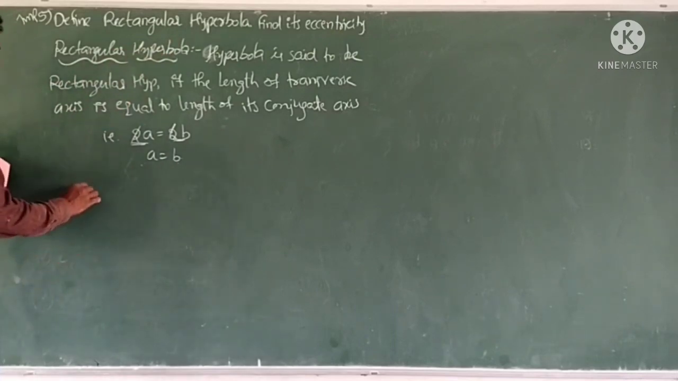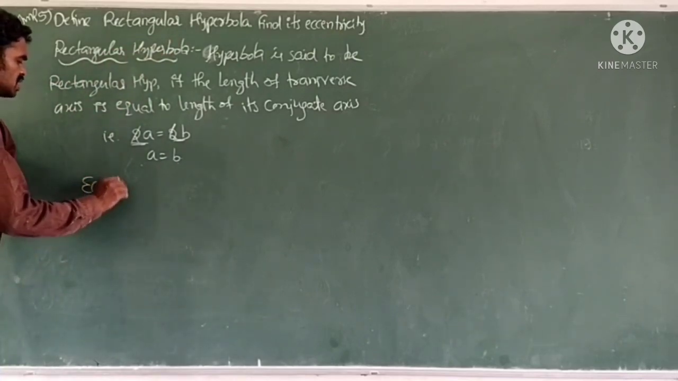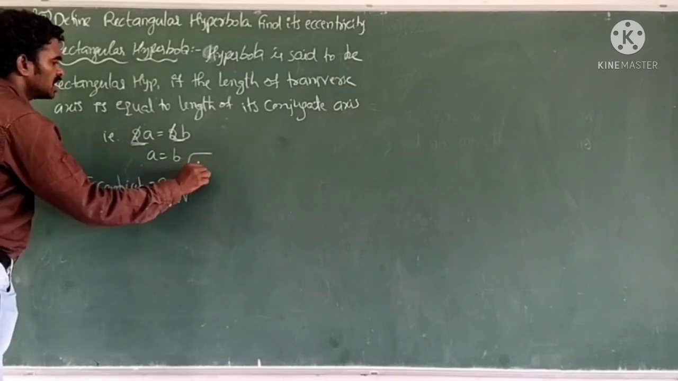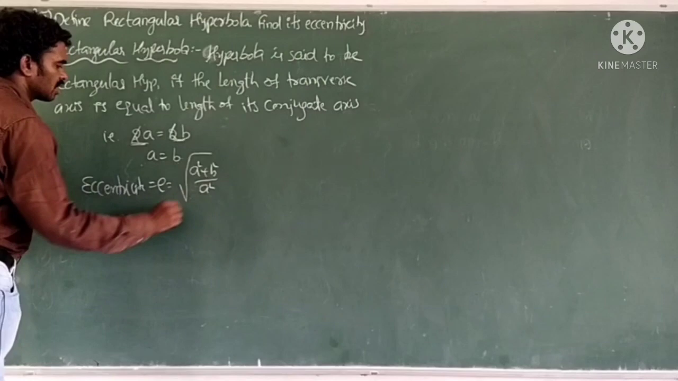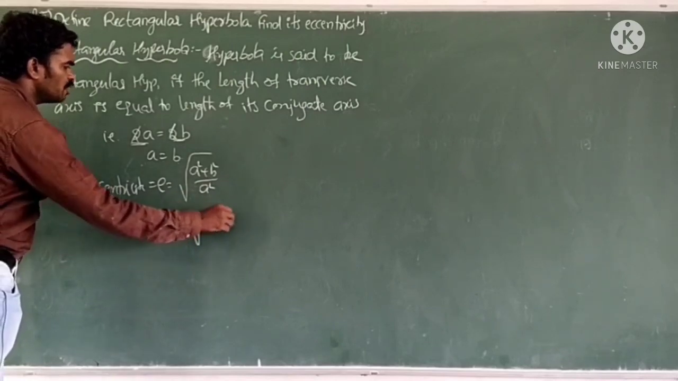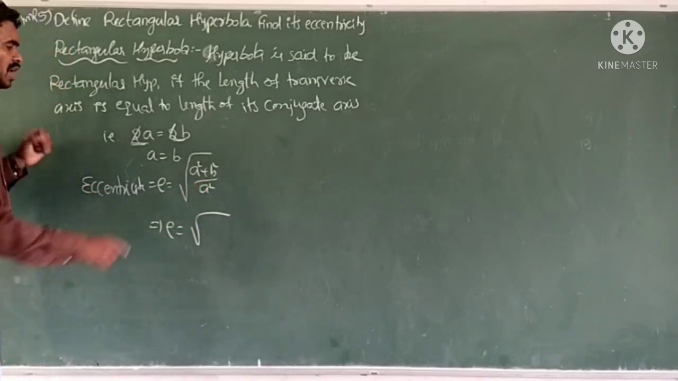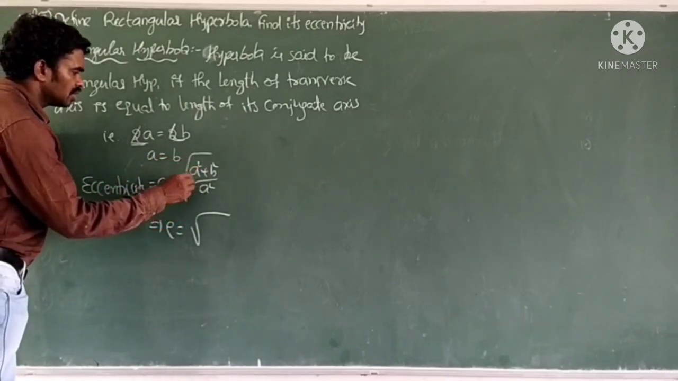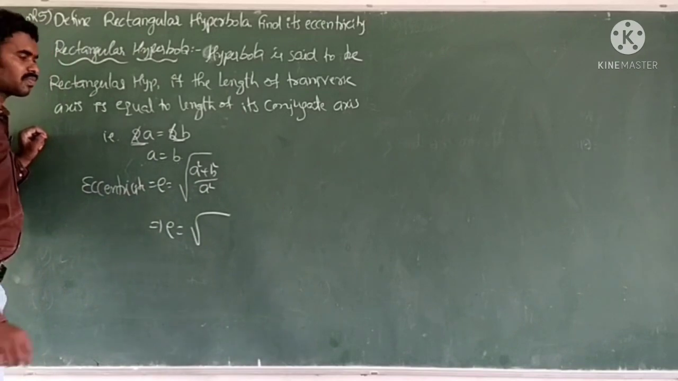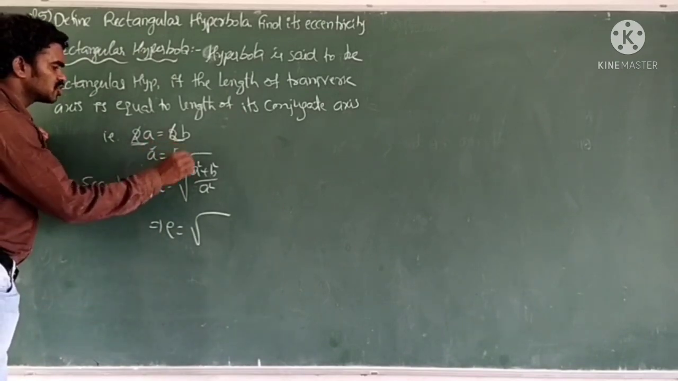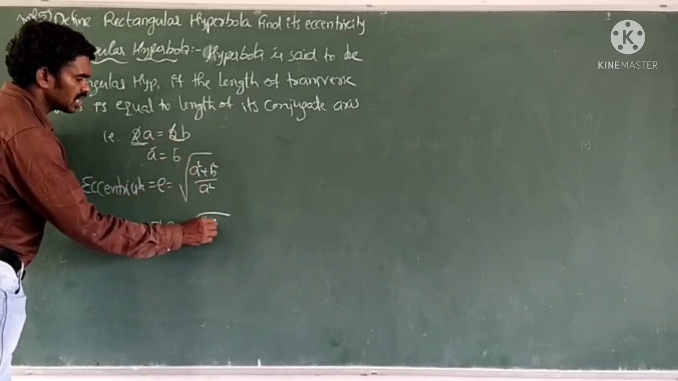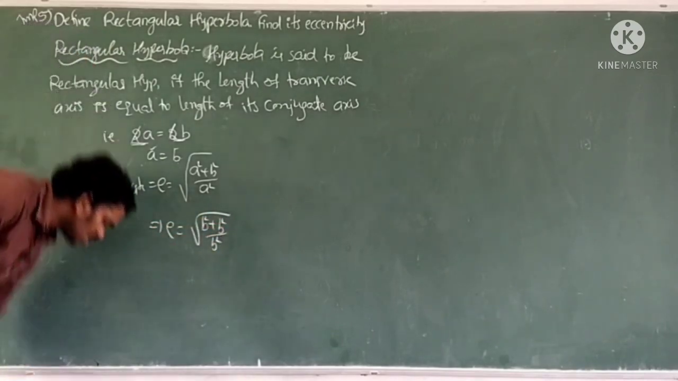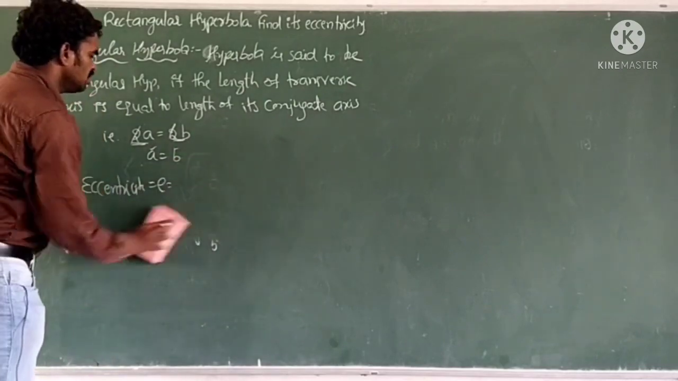Find its eccentricity. Eccentricity e is root over a square plus b square by a square. Here a value and b value are the same, a equals b. So b also becomes a. Otherwise, instead of a you can use b: b square plus b square by b square. Are you clear?